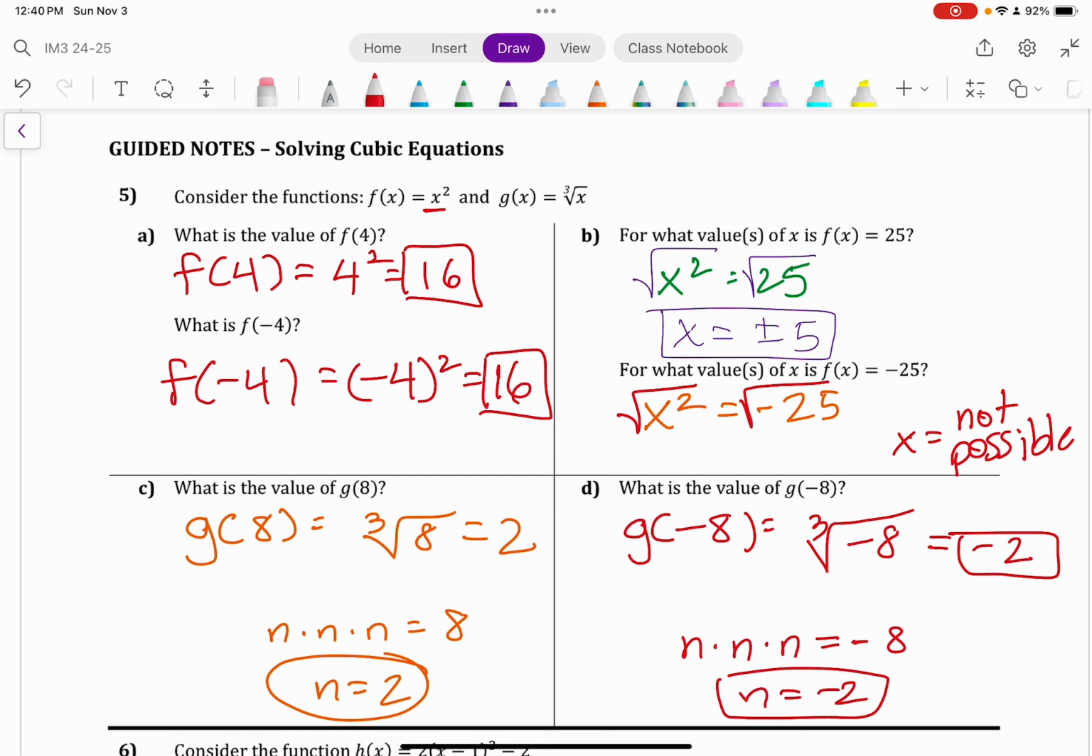Okay, so what's the deal here? Why did we just go through this? Well, the reason why we did this, you guys, is to show you that it is possible to have a negative input and a negative output when you have cubic functions. Okay?